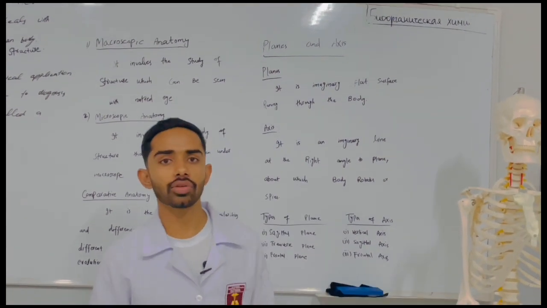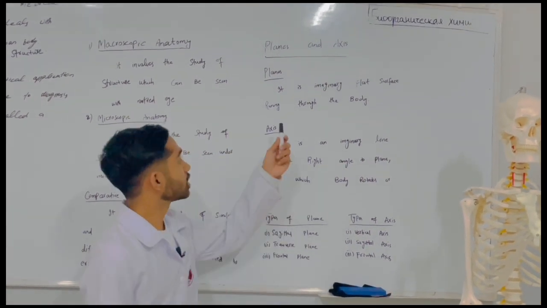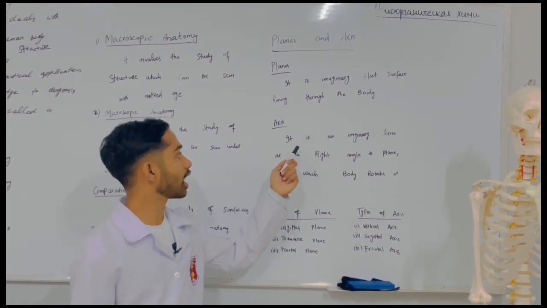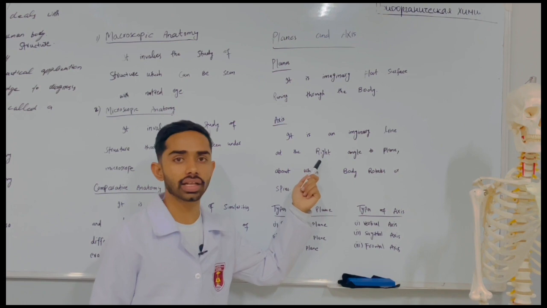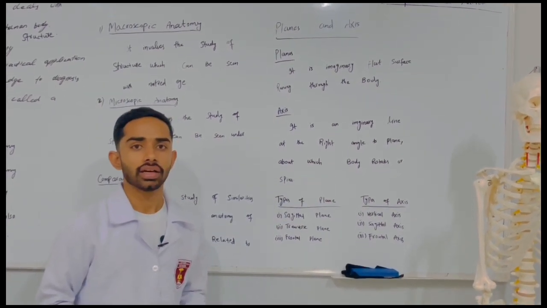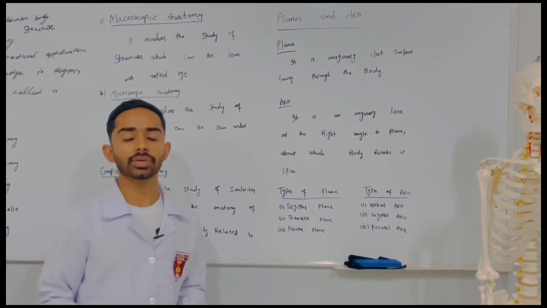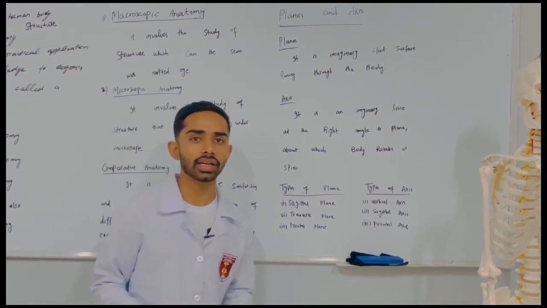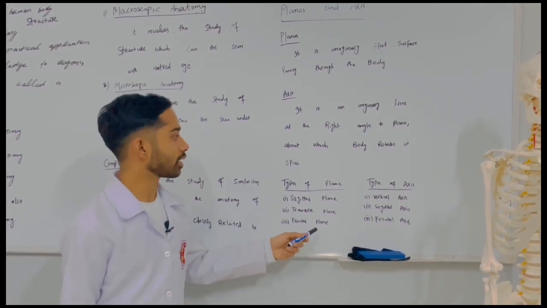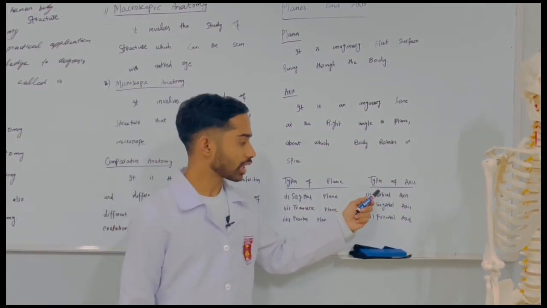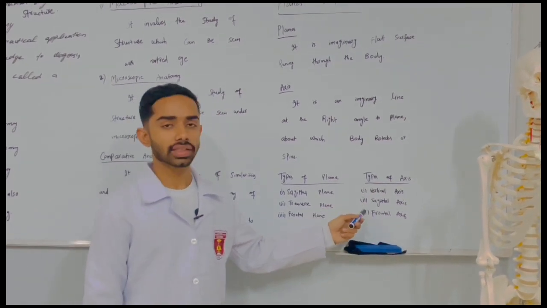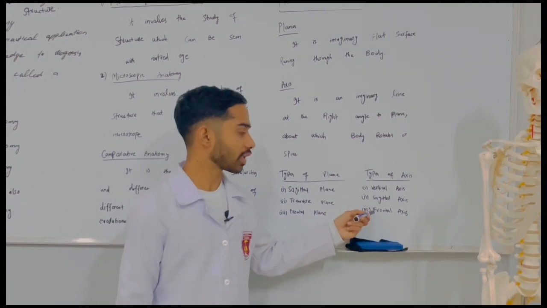And then we talk about plane and axis. A plane is an imaginary flat surface running through the body. An axis is an imaginary line at a right angle to the plane about which the body rotates or spins. There are three types of plane: sagittal plane, transverse plane, and frontal plane. Then we talk about types of axis. There are three types of axis: vertical axis, sagittal axis, and frontal axis.